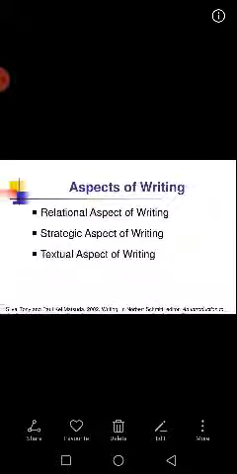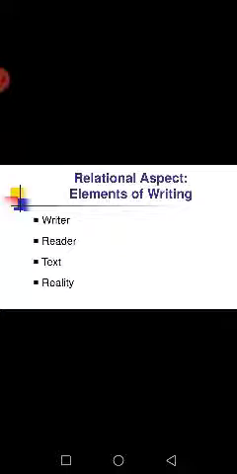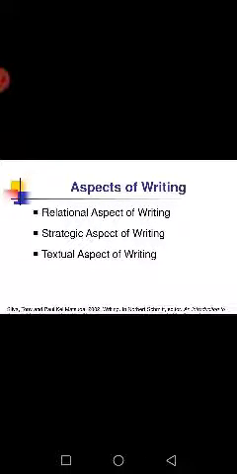So what are the elements of writing? Every context needs or requires these elements: writer, reader, text, and reality. The writer is the one who is going to write the context, the reader is the one who is going to read it, the text is the text itself, and reality is the overview of reality, how it can reflect his identity or other issues through the context from the reality.